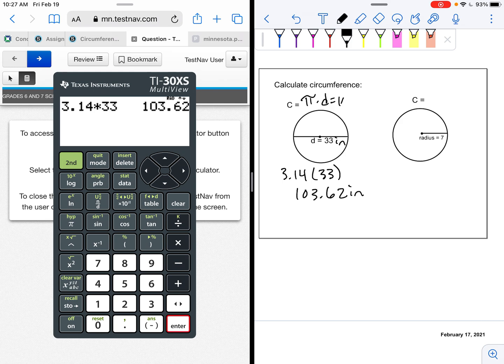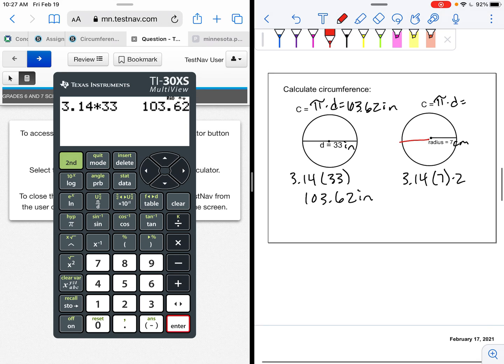So up here we have 103.62 inches. Let's call this one centimeters. So now I'm going to take pi times diameter. And again, the pi symbol is just an easier way to write it. But down here I'm going to do the 3.14 for pi times 7 times 2, because this is radius. So remember, radius only goes halfway across, but diameter goes all the way across. So if this is 7, so is this. So then all the way across, do it in purple, would be 14 centimeters.